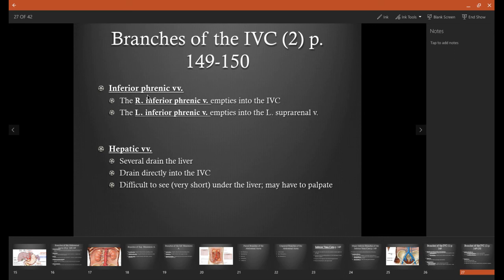That also has to do with the phrenic veins, the same thing. The right side goes directly into the inferior vena cava. The left inferior phrenic vein is actually going to dump into the suprarenal vein.